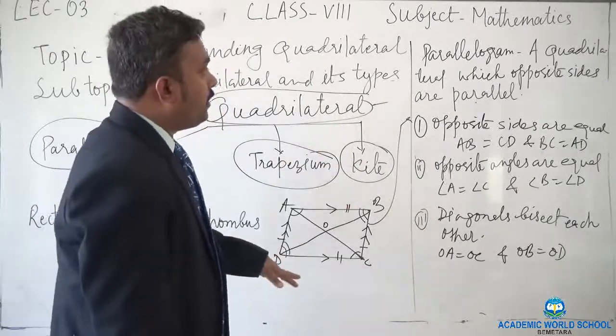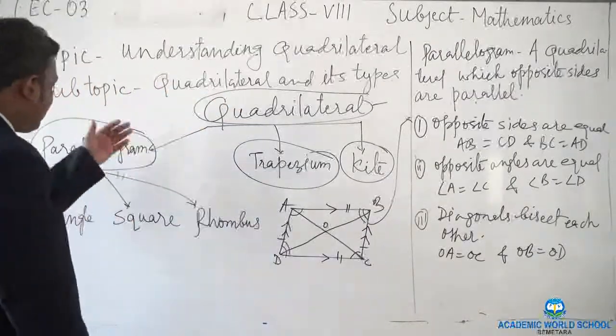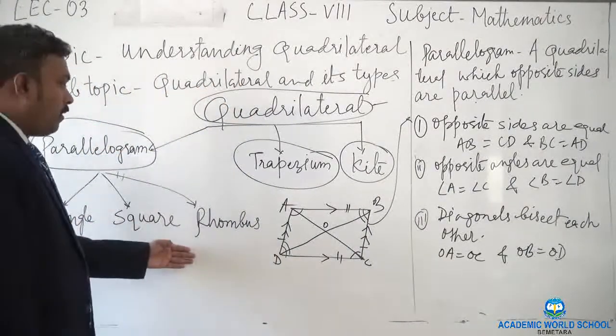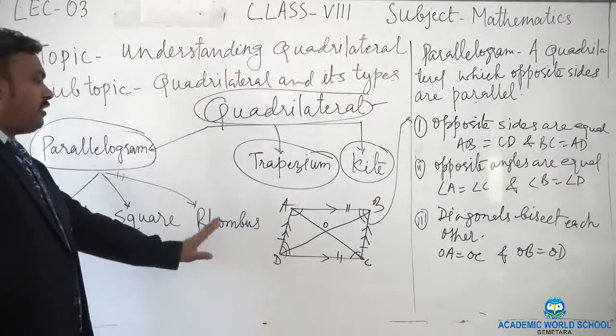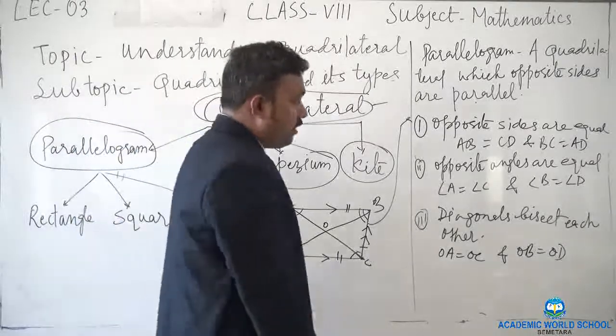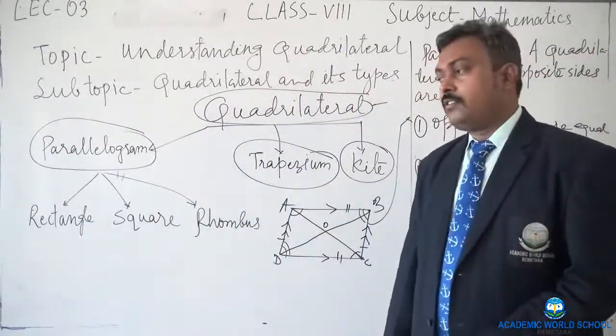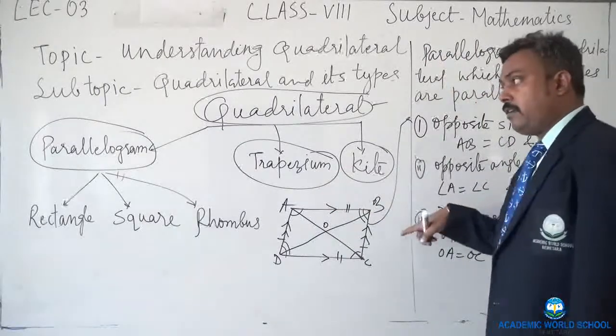So these are the properties of a parallelogram. Now let's come to the types of parallelogram. There are three different types of parallelogram: rectangle, square and rhombus. They are parallelograms because, first, their opposite sides are parallel.